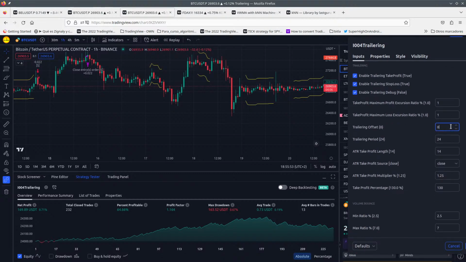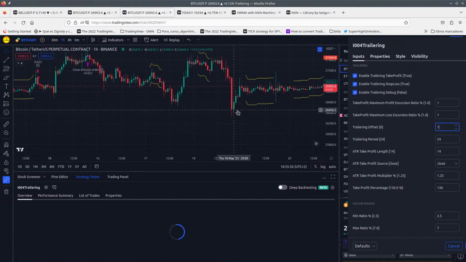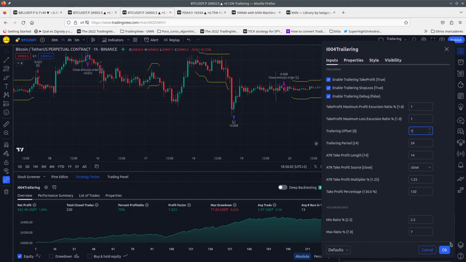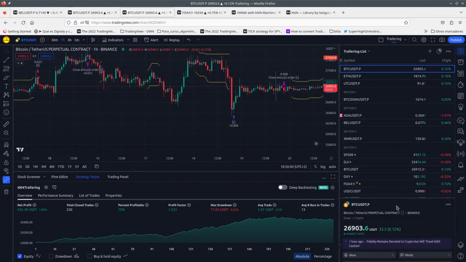Okay, let me check just in case there's someone cut here. We can use it. Okay, here it is. So this is trailering offset 1. And as you can see here, we have a success because this thing here is greater than what we have here. So that's what I want to do.